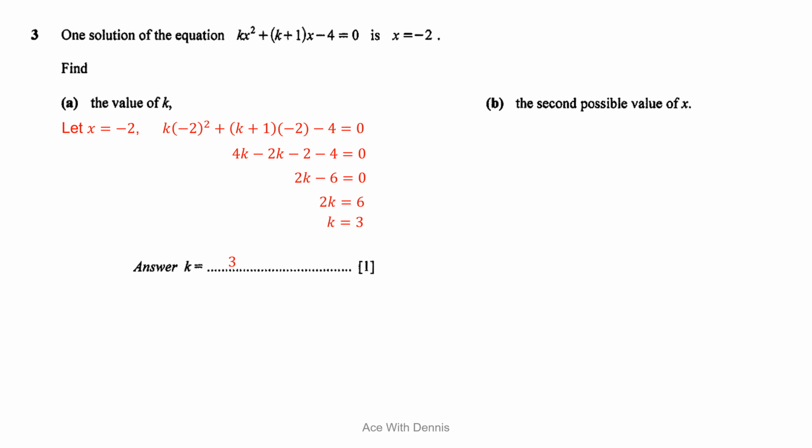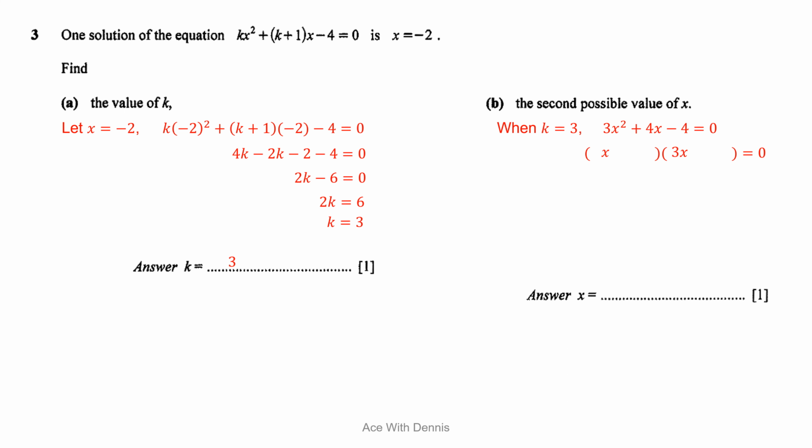B. The second possible value of x. 1 mark. So we know the value of k equals 3. Then the equation becomes 3x squared plus 4x minus 4 equals 0. Now we can start to solve this equation by doing the cross factorization. So just write two brackets here.